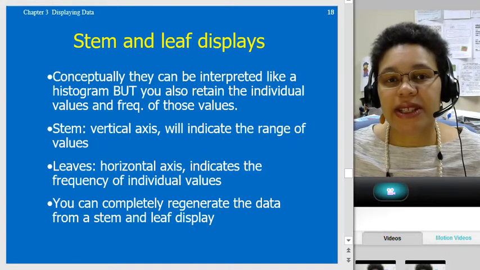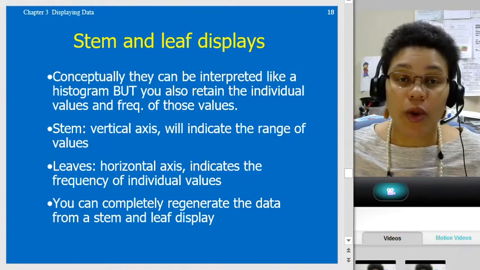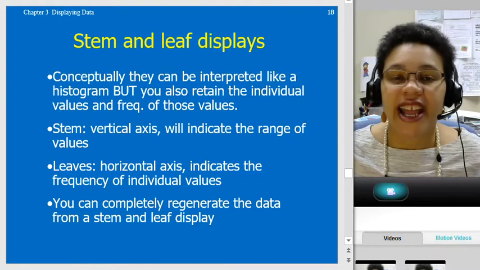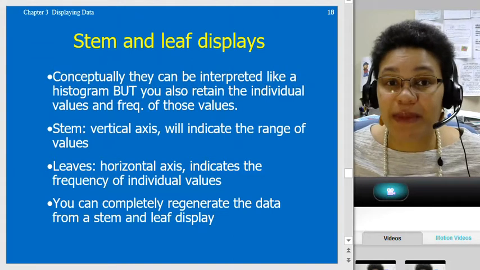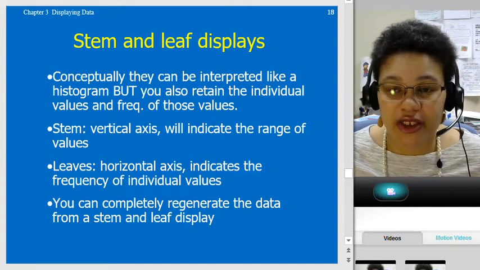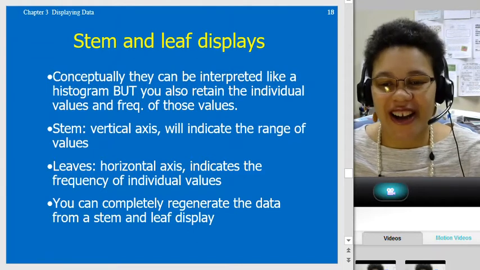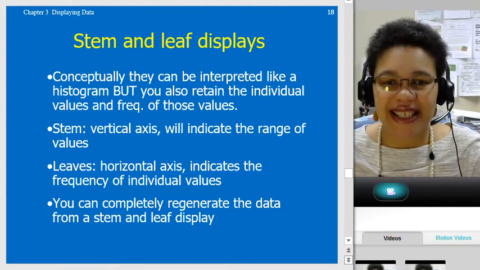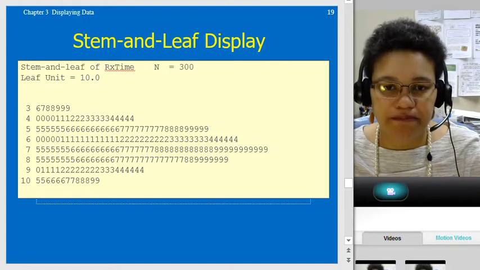Now, stem and leaf displays are almost always only used in the exploratory phase of a statistical analysis. So you can make a stem and leaf display in Excel, but nobody ever does because it's a pain. But we will make them when we are using SPSS. So here's an example of a stem and leaf display.